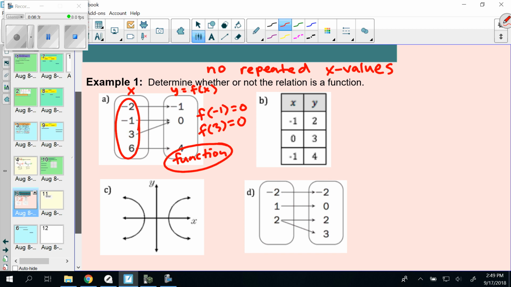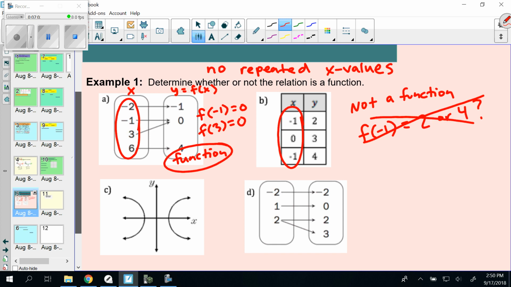All right, let's look at B. Here's a table now. Is this a function? Well, let's look at our x values. Do we see any repeats? Yes, we do. So this one is not a function. Because if I ask you what is f of -1, we don't know. Is it 2 or is it 4? There's two possible values there. That's not a function. In a function, with an input, we should know exactly what the output should be.